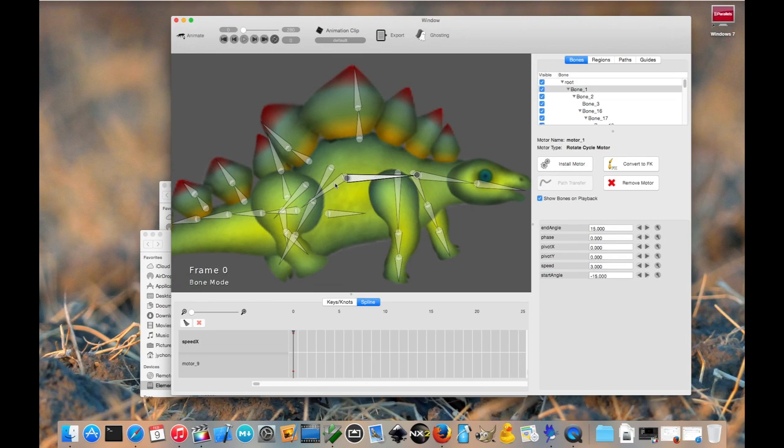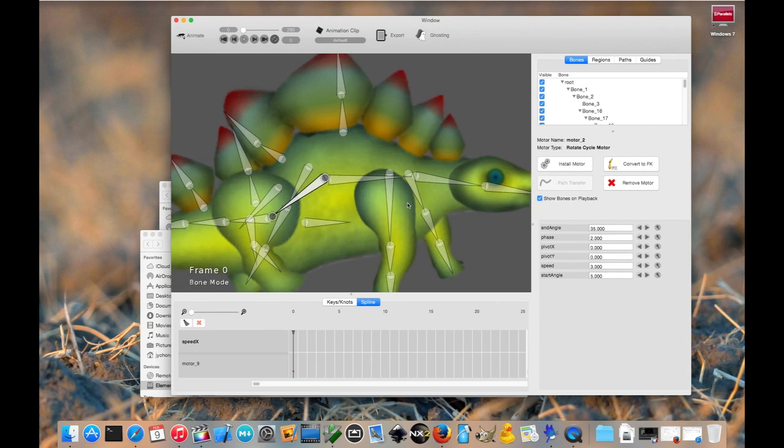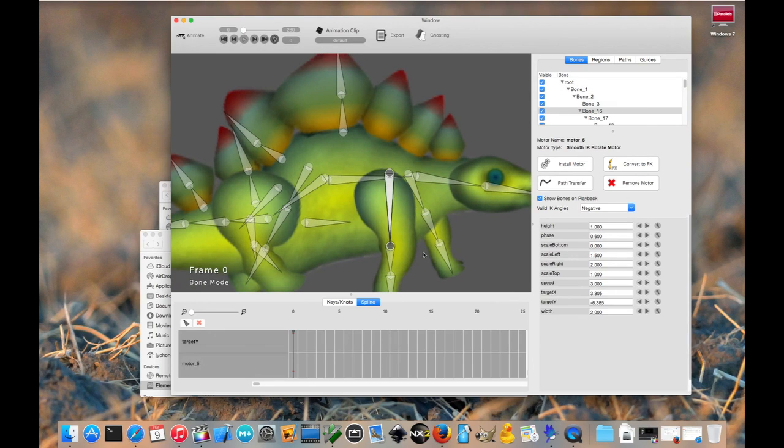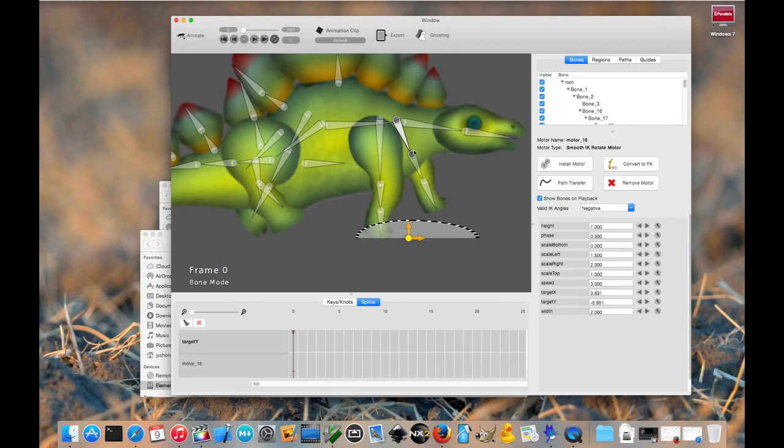Right. So once those three bones, the move bounce motor and the two rotate cycle motors, have been installed and set with the correct parameters, the next thing we should take a look at are the leg cycle motions. And as you can tell, we're using our standard trick here, the smooth IK rotate motor, and we have set the scale bottom to 0 for these two motors, so the feet actually target a flat ground, like a walking or running motion.